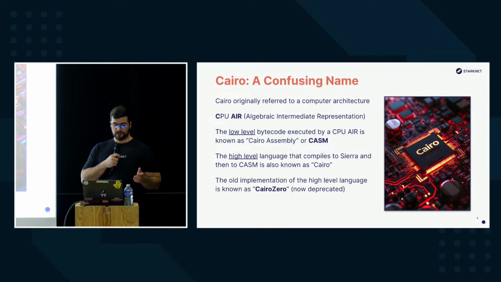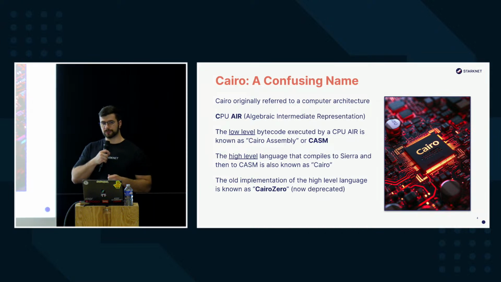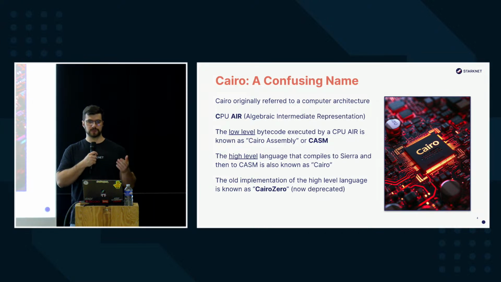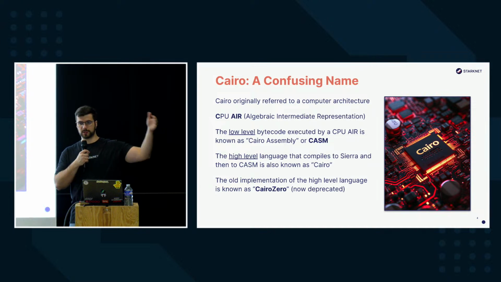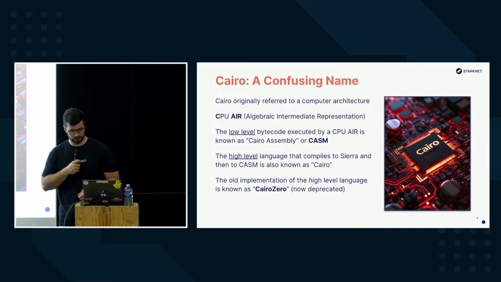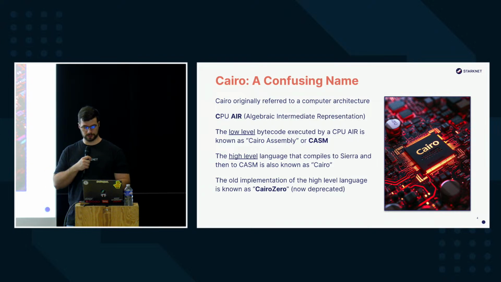The old implementation of this high-level language is now known as Cairo 0. Initially, when this was created, we referred to it as Cairo, but now because we have the new version of Cairo, which is the Rust-based, the old implementation is named Cairo 0. And now the name is deprecated.